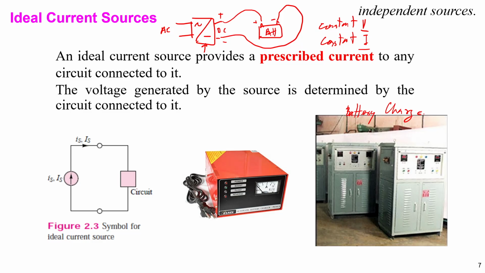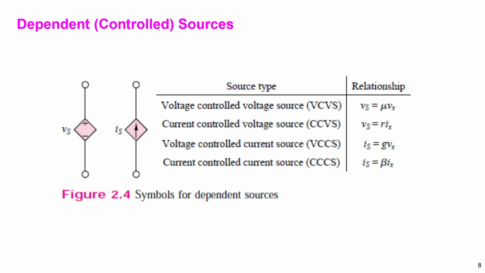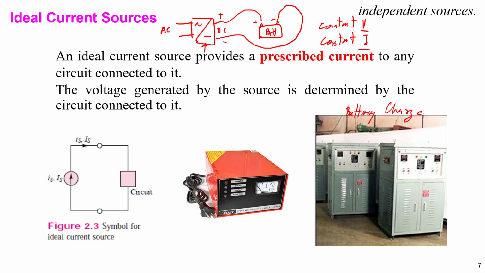Okay. So the ideal current source also provides a prescribed current, exactly the current that we specify in the circuit. Okay. So this is the ideal circuit. For a practical current source, maybe like this. This is a practical current source.